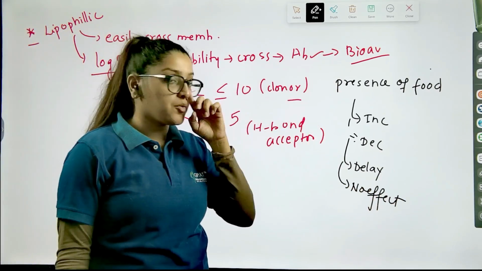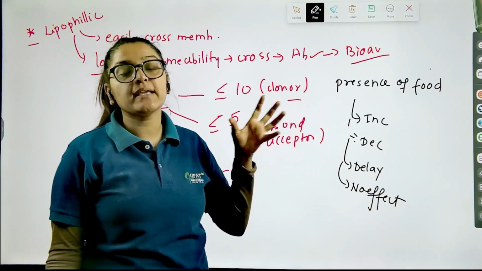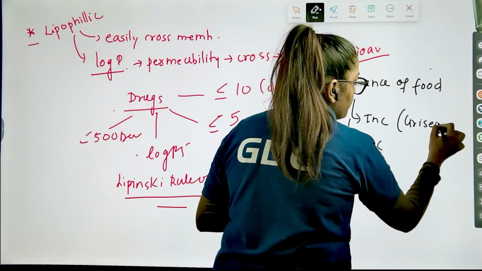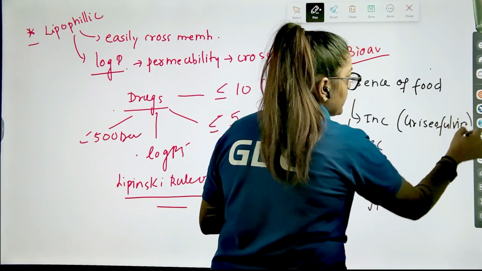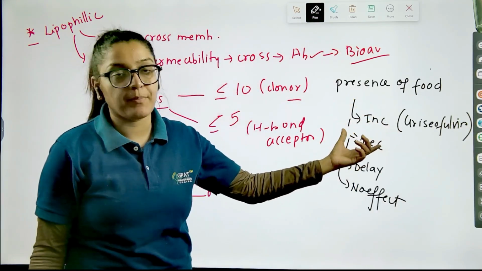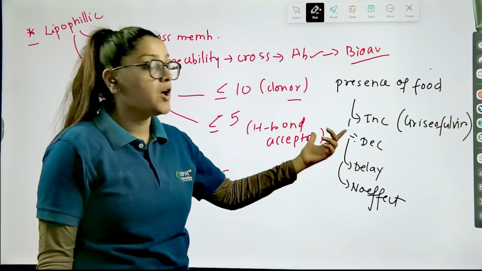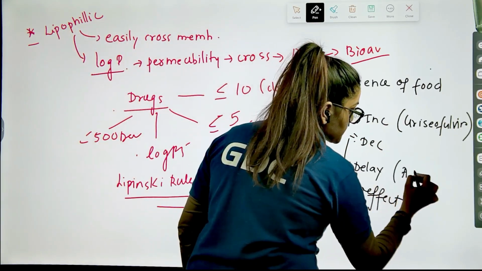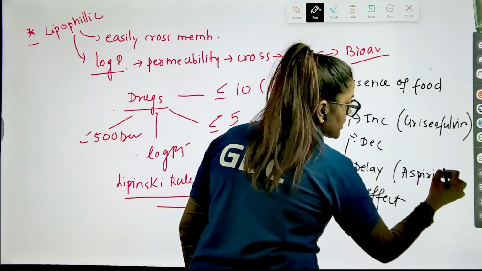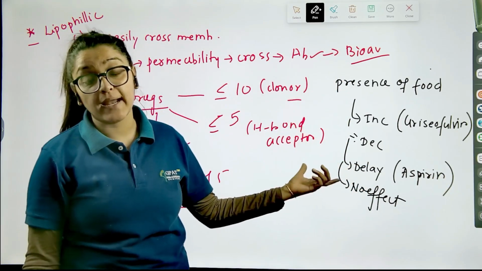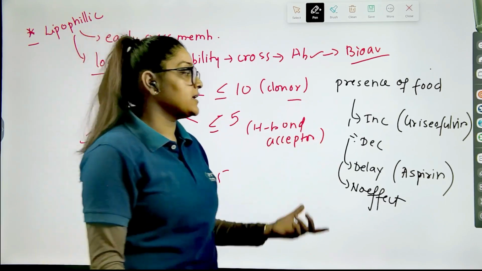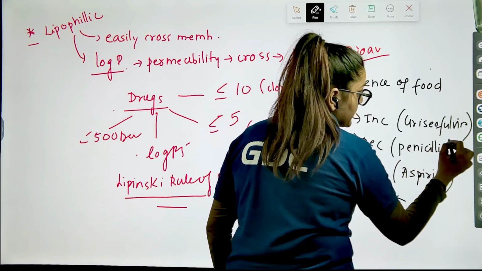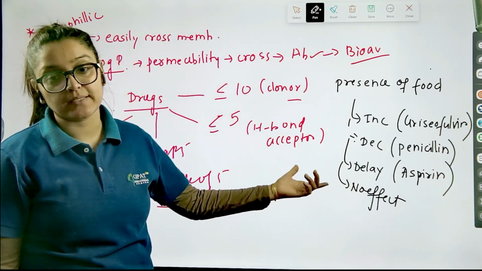For example, if you want to see the enhanced one, using high fatty meals, we can actually increase the absorption of griseofulvin, which is the antifungal drug. So using high fatty meals can impact drug absorption. It can increase it. For the delay, the absorption of aspirin is actually reduced in the presence of food, right? For the decreased one, you can take the example of penicillin. The penicillin absorption is actually reduced because of the presence of food, right?